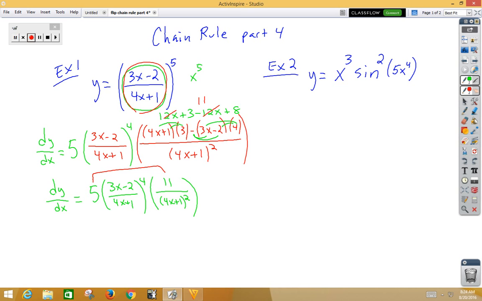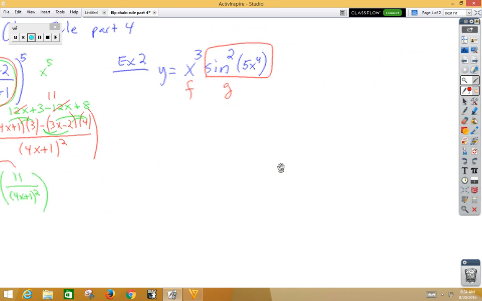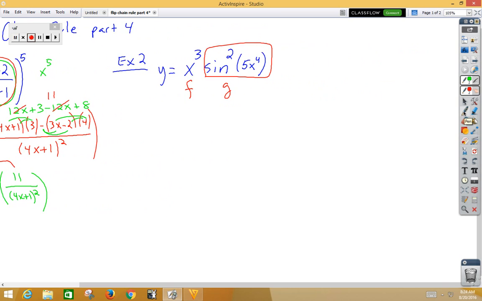Cook till done. In our second example, we have a function f multiplied by a function g. Notice that the function g is a chain problem. So we're going to be doing product rule with chain rule as chain. Let's slide this over to get a little more room, because this problem is a little more involved. So remember, product rule is f times g prime plus g times f prime.